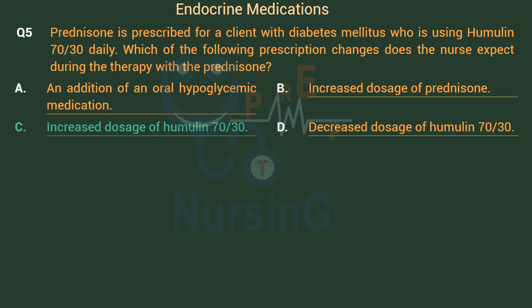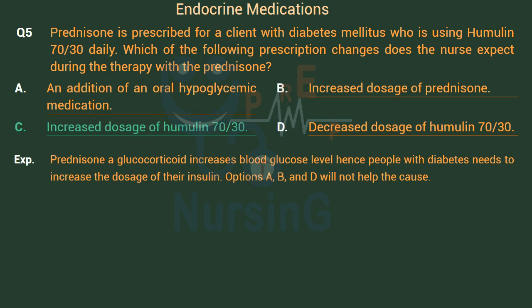Increased dosage of Humulin 70/30. Prednisone, a glucocorticoid, increases blood glucose level, hence people with diabetes need to increase the dosage of their insulin. Options A, B, and D will not help the cause.